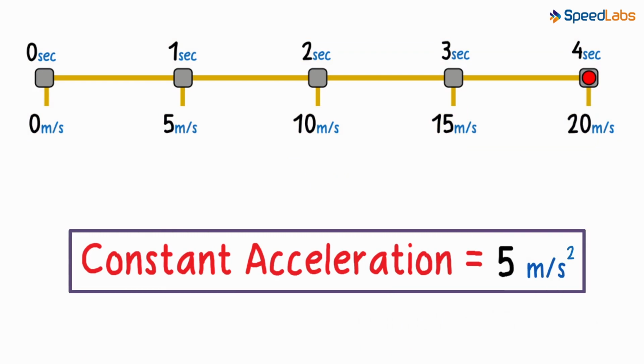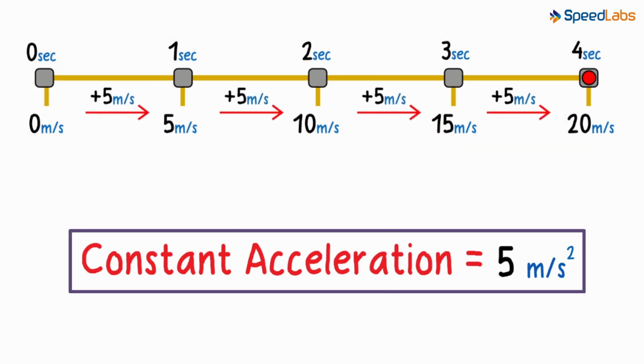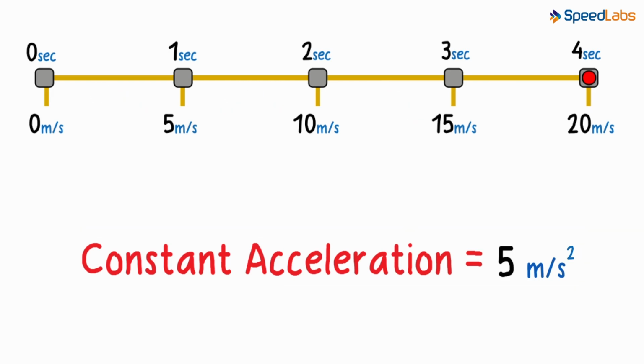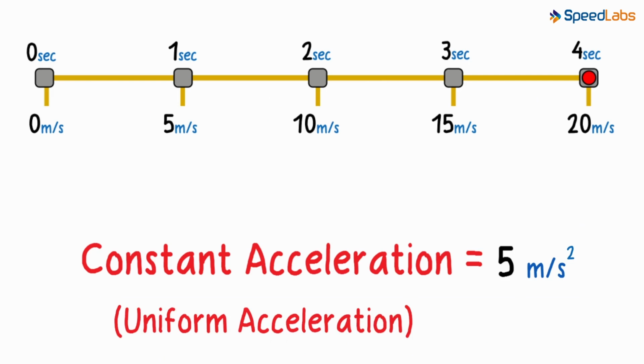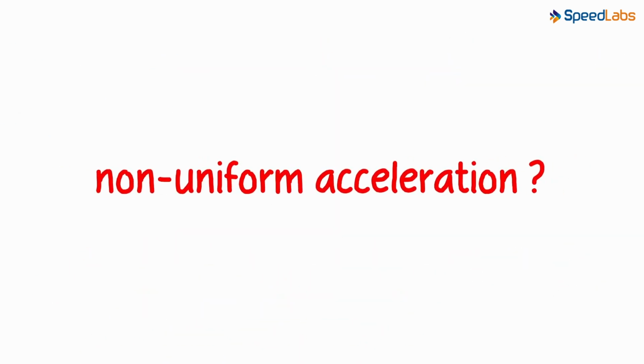Why do I say constant acceleration? It's because the velocity is changing by a constant amount each second. It is also referred to as uniform acceleration. What is non-uniform acceleration then?